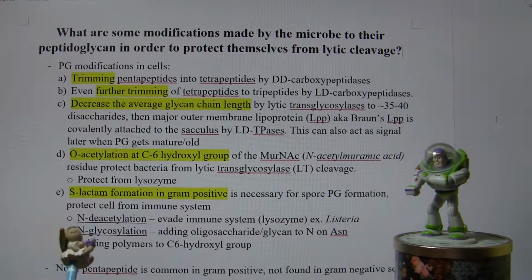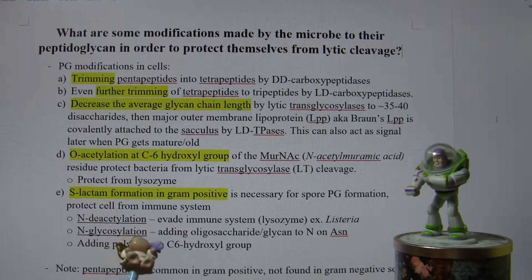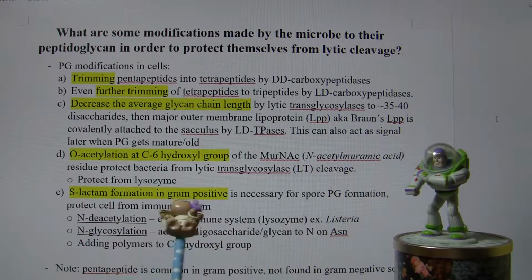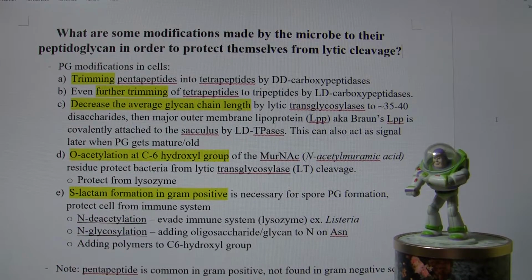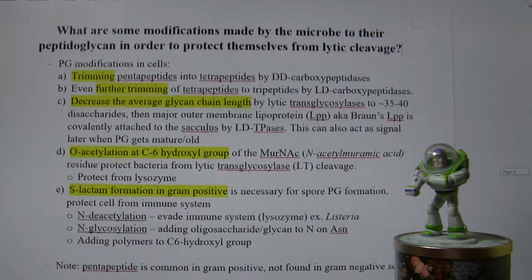So stay healthy. And here's the next one, N-glycosylation. This is a process adding oligosaccharide or glycan to nitrogen on asparagine. Adding polymers to the C6-hydroxyl group also helps these spore-forming, peptidoglycan-forming gram-positive microorganisms from lytic cleavage. When you have a lot of bonding or thicker or more cross-linking, the more complex it is, the more difficult it is for the immune system to act on you. So that helps the microorganism to survive.